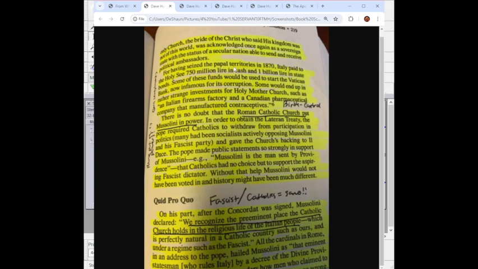Alright, they seized territories in 1870. Italy paid to the Holy See 750 million lire in cash and 1 billion lire in state bonds. Some of these funds would be used to start the Vatican Bank, now infamous for its corruption. Some would end up in rather strange investments for Holy Mother Church, such as an Italian firearms factory and a Canadian pharmaceutical company that manufactured contraceptives, birth control.